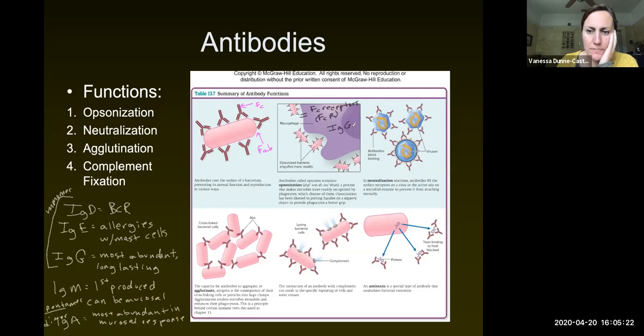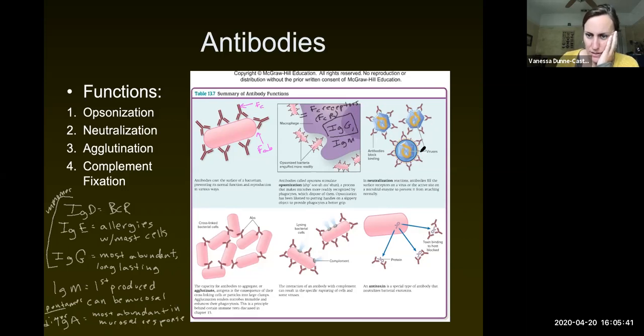So IgG is a really important class in opsonization to make that Fc tail available for binding to the Fc receptor. But IgM can do this too. I would say IgG is the biggest one, right? The most important class in this concept of opsonization, where opsonization is coating to enhance phagocytosis or phagocytic action.